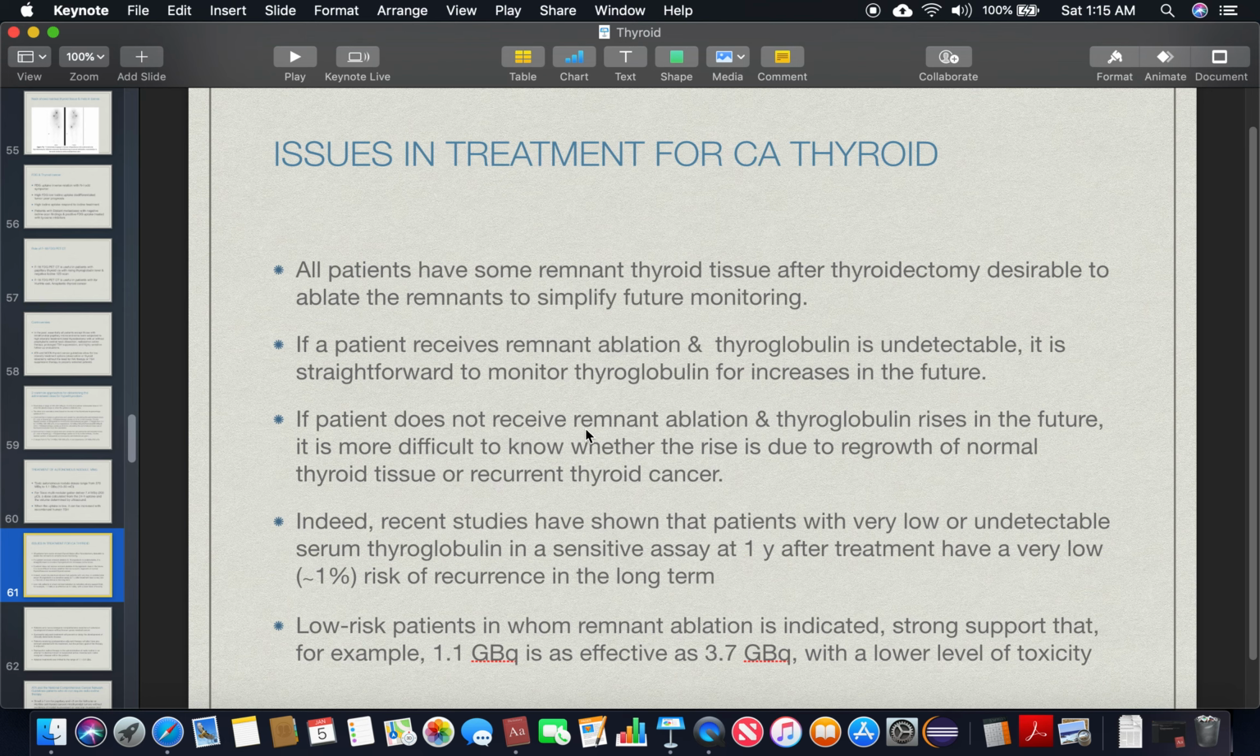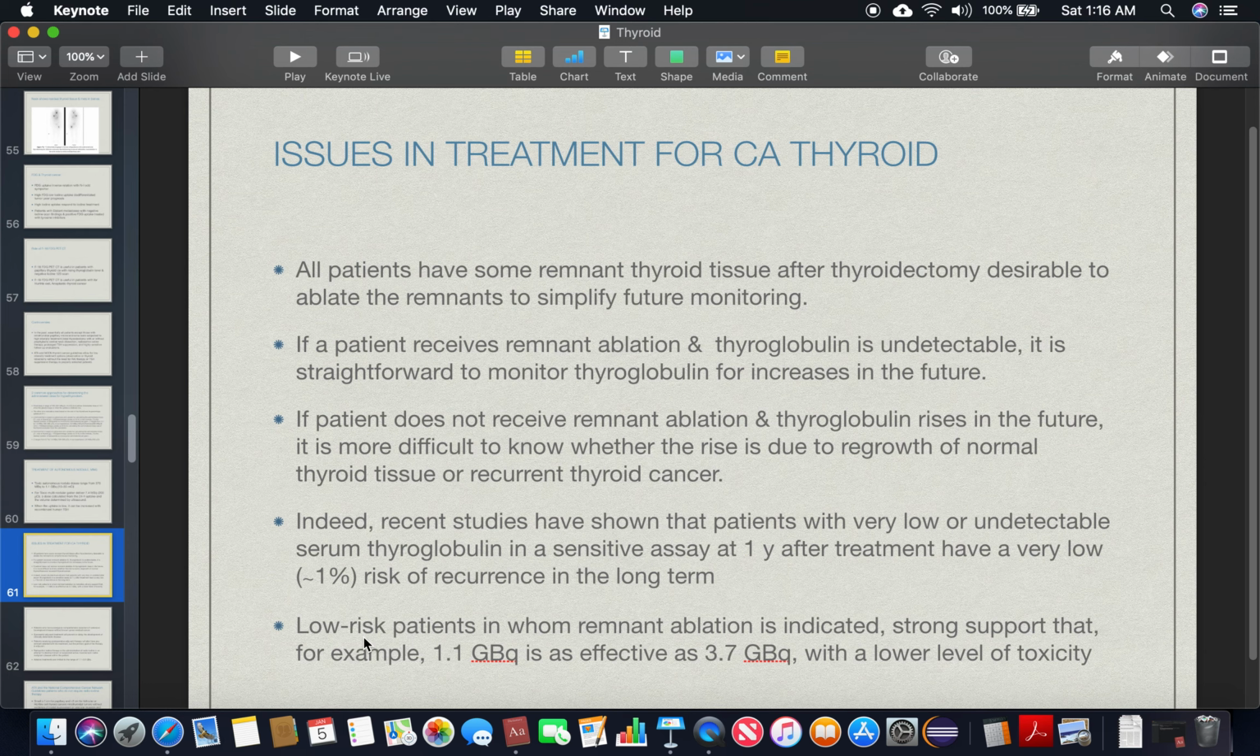But if the patient does not receive ablation and thyroglobulin rises in the future, then you are in a dilemma, because you don't know whether it is because the remnant has regrown or because of the recurrent tumor. But recent studies have shown that patients who have very low or undetectable serum thyroglobulin in a sensitive assay at 1 year after treatment have a very low recurrence rate.